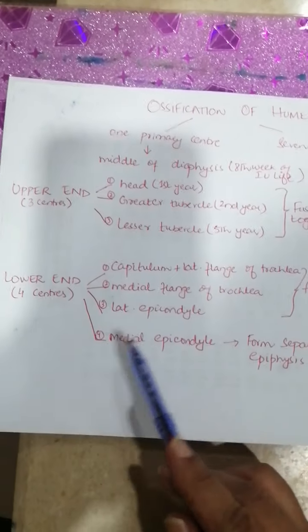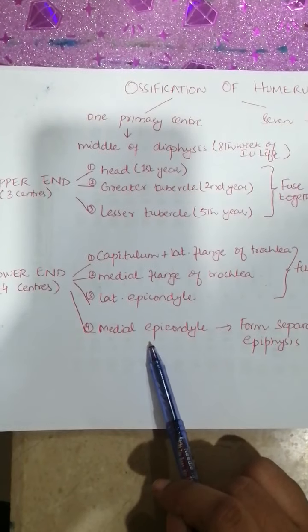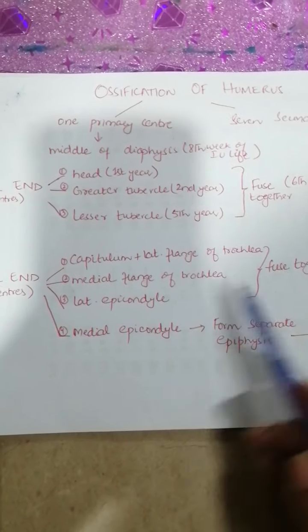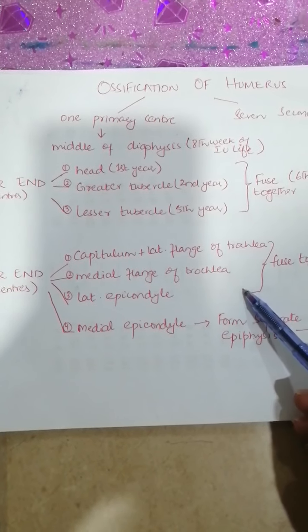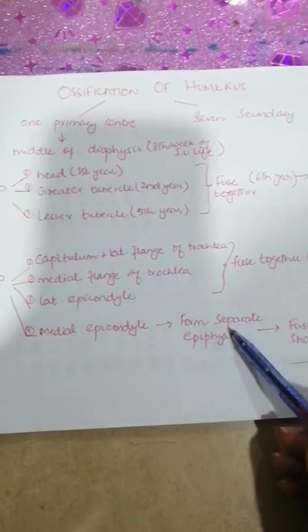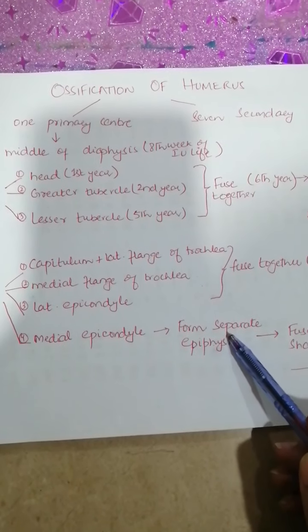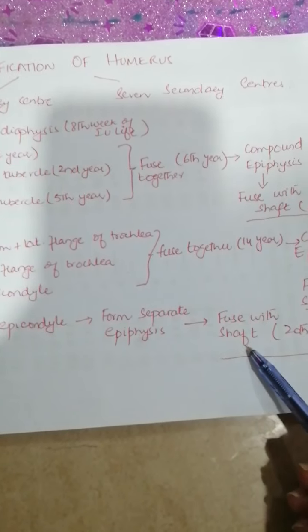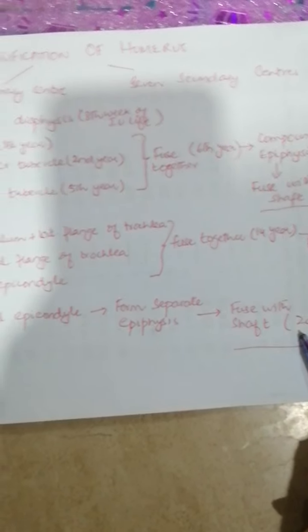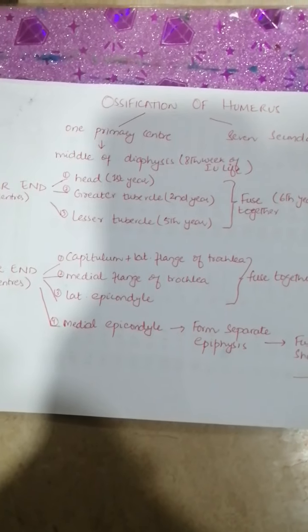Then this medial epicondyle, इसको मैंने अलग इसलिए किया क्योंकि it is formed by a separate epiphysis. These three join together into one epiphysis, and then this will form by the separate epiphysis. So it fuses with the shaft in the 20th year of life. So this is the whole ossification of the humerus.